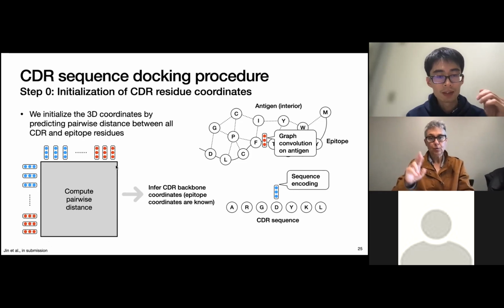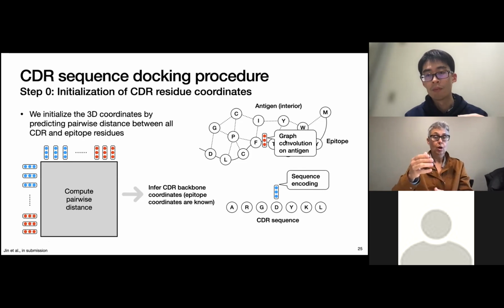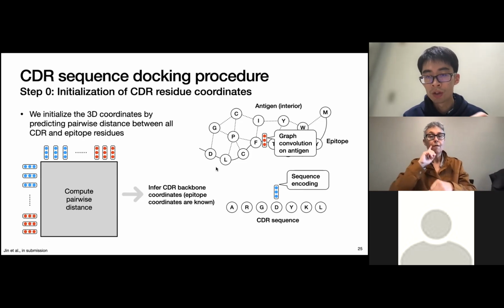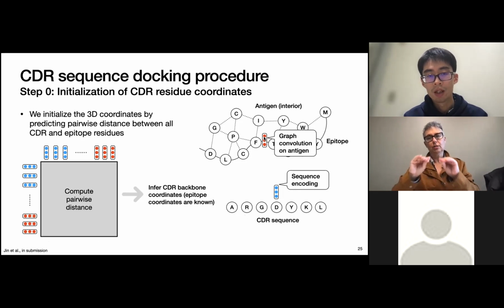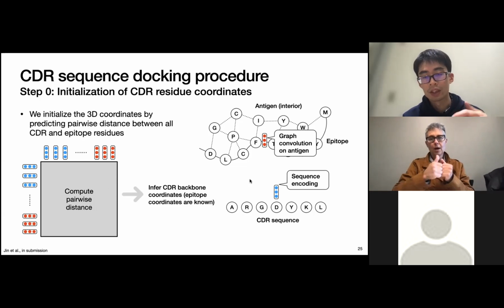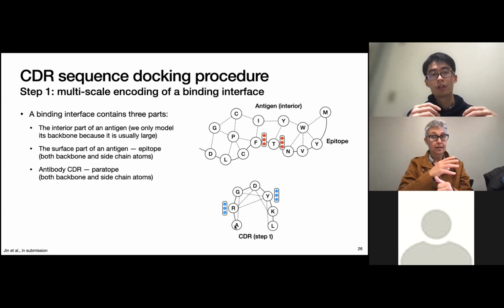This pairwise distance prediction is implemented by getting the representation for each residue. For the antigen side, we run a graph convolution on the antigen to get embeddings for each antigen residue. For the CDR sequence, we just run a recurrent neural network to get the initial embedding. We predict the pairwise distance based on these two vectors, and from there you can get the coordinates. So now after you have initialized the coordinates, you actually need to further refine this.